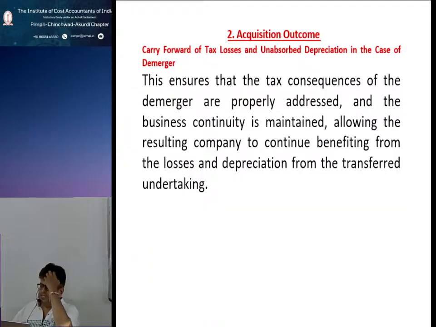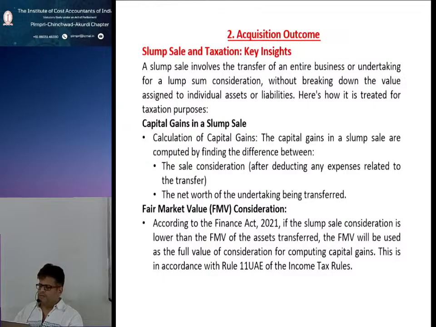So in a way, this ensures that the tax consequences of the demerger are properly addressed and the business continuity is maintained, allowing the resulting company to continue benefiting from the losses and depreciation from the transferred undertaking. Slump sale and taxation.